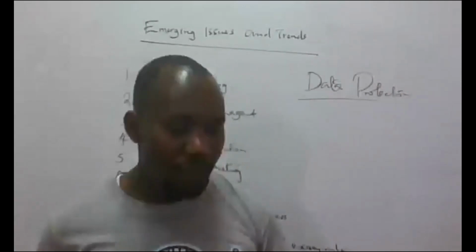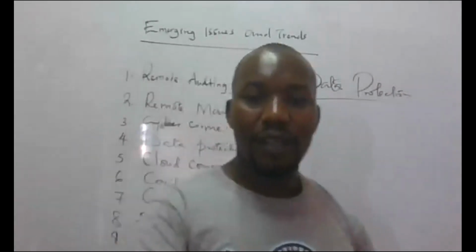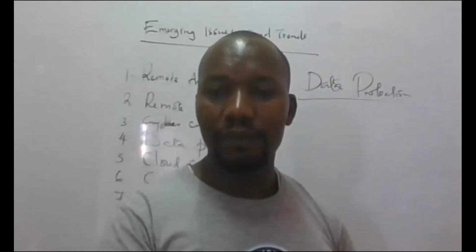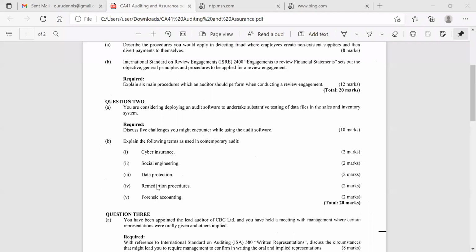We have another one called remediation procedure. Remediation procedure is the next one here, as you can see. Sometimes you might find that there is a risk the company has been involved in. Maybe there is a loss the company has suffered as a result of data protection failure, or cyber crime, or social engineering. So the company has lost something.